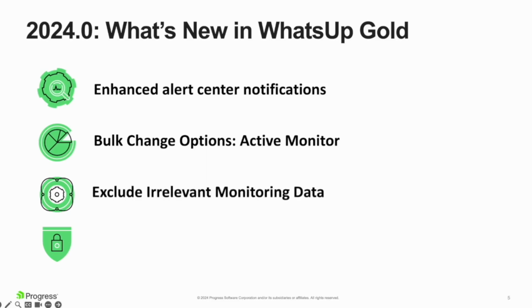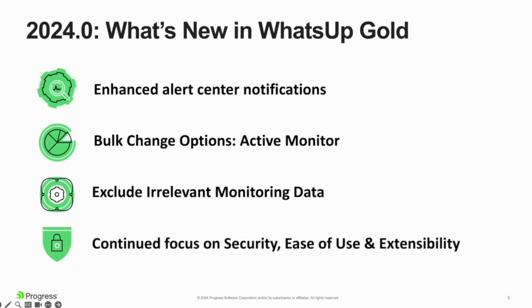Next up is the exclusion of irrelevant monitoring data. This means that you only see the data that you actually care about. The reporting capabilities of WhatsUp Gold are thorough, but the information presented may not be relevant to a user-specific environment. So you can now improve your network insights by excluding irrelevant data from your view. And finally, as with all new releases, WhatsUp Gold 24.0 includes many additional requested enhancements as well as security improvements.